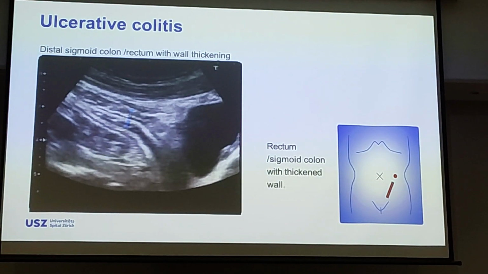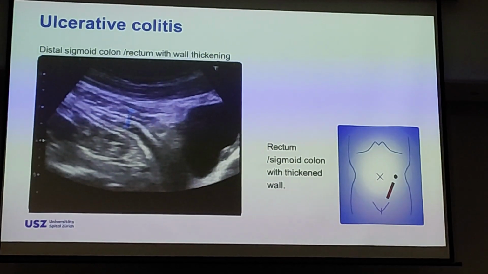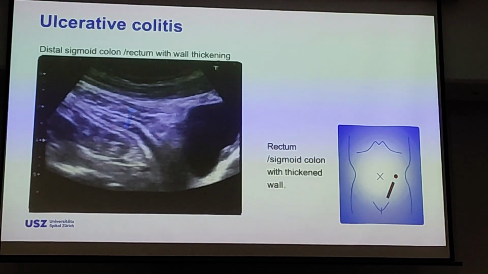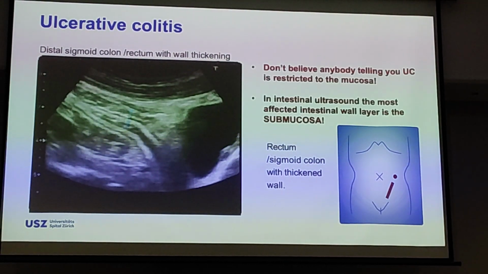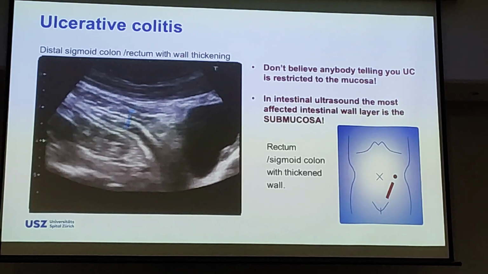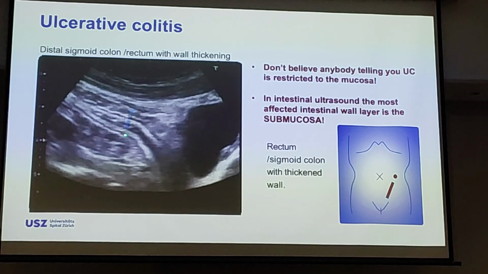And there's another important aspect that I also want to point out. You really can see the extent of, for example, ulcerative colitis or other forms of colitis, because what happens there is, don't believe anybody telling you that ulcerative colitis is restricted to the mucosa. When you look into ultrasound, it's definitely not. It may be that the pathologist only sees T lymphocytes in the mucosa. That might be true. But the most prominent layer that's altered in ulcerative colitis patients is the submucosa.